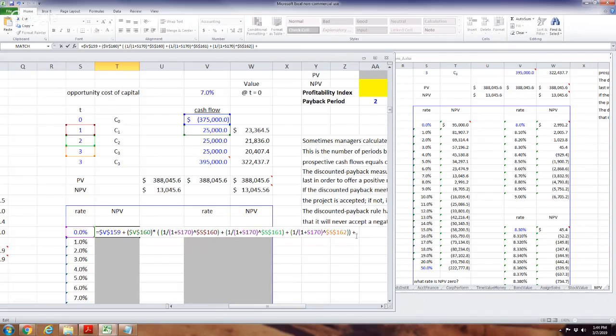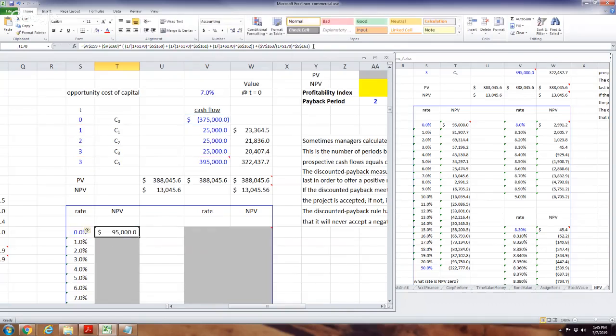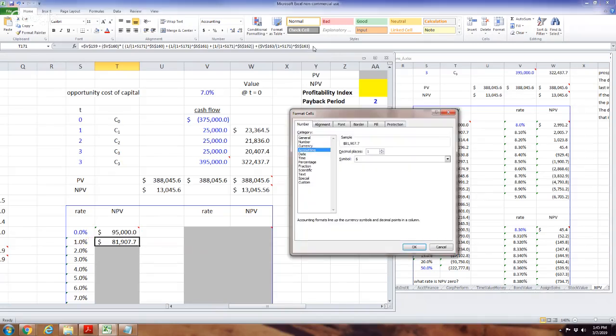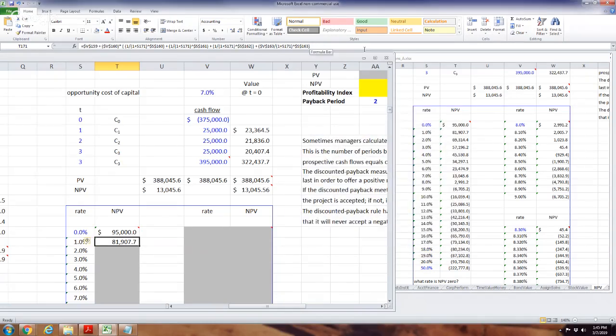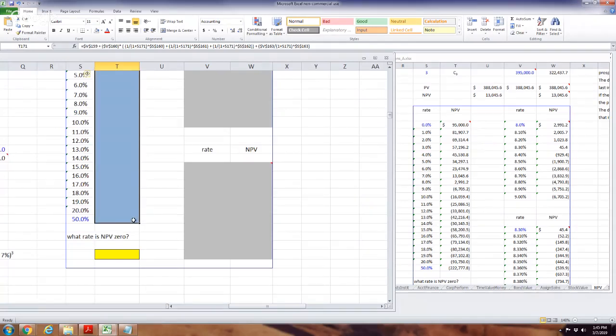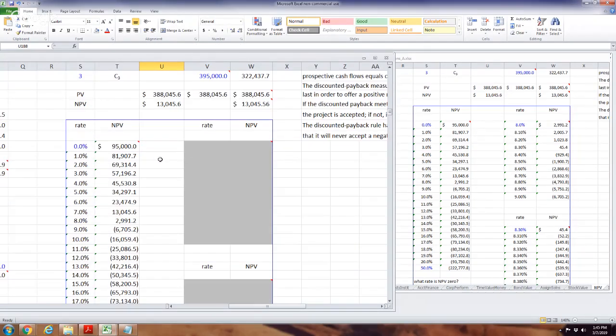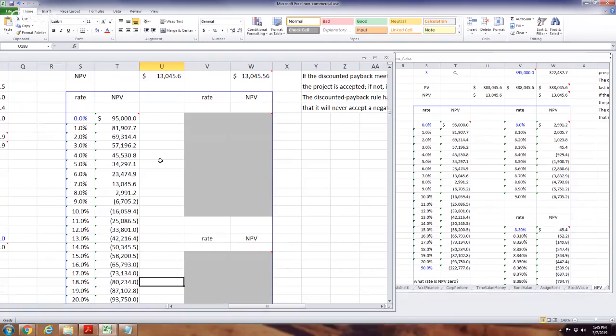You still have this 395 at the end, and that's 1 plus that rate, and that's going to vary. And you have a 3, you're going to lock that, and actually you need to lock the numerator. Okay. And then here you put a parenthesis. There it is. Okay, Control D. It was 81, and you go all the way down with this thing. Yep. Okay.